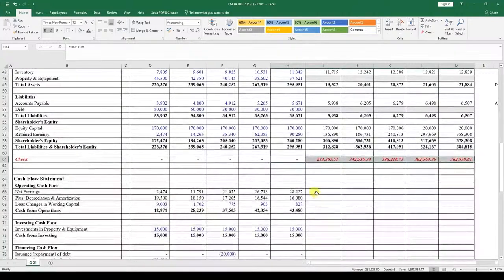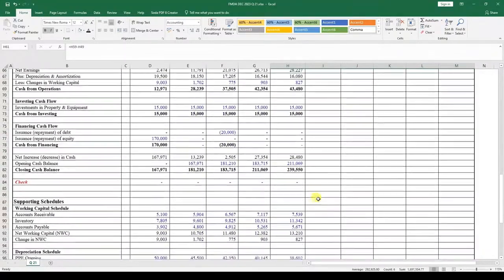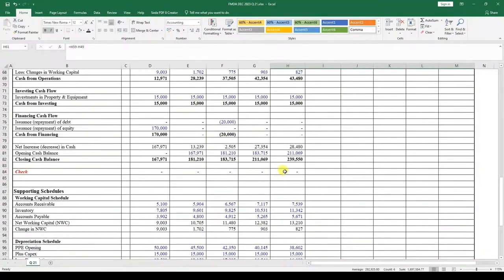Now, as far as the cash flow statement is concerned, we will first of all ignore it for now. We ignore the cash flow statement, and we will also do a check for the cash flow statement and write it down over here to determine if we are actually cooking figures or not.